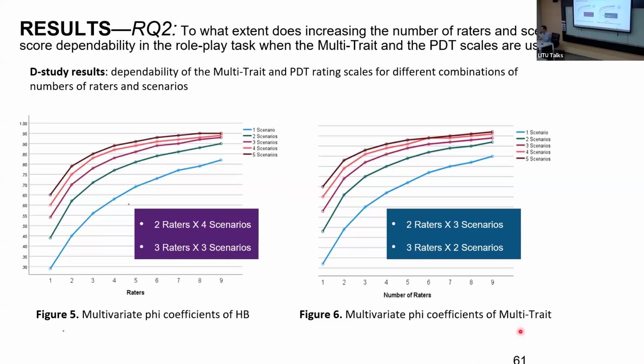When we use these multi-trait rating rubrics, we can use a smaller number of scenarios. So what that means here, you see this different line here, that means if you have one rater and use one scenario, your reliability is as low as 0.29, right? And if you have one rater and use two scenarios, your reliability will be about 0.44. But we know that the minimum level of reliability is 0.8. So, I want to achieve the minimum level of reliability. How many raters do I need? How many scenarios do I need?